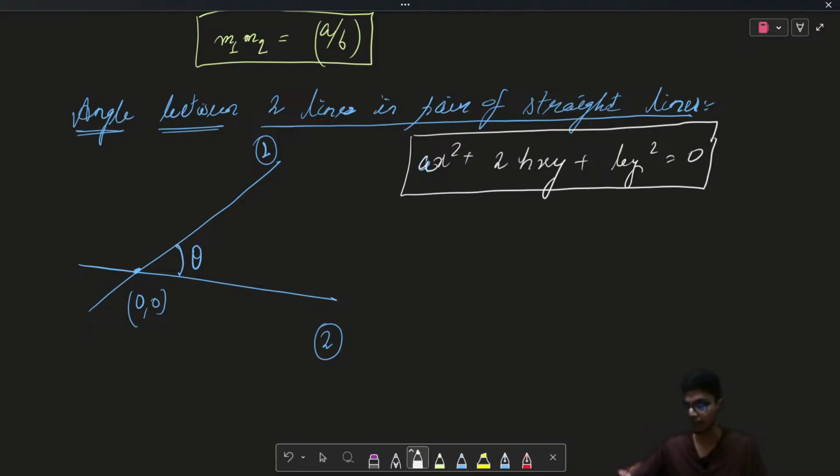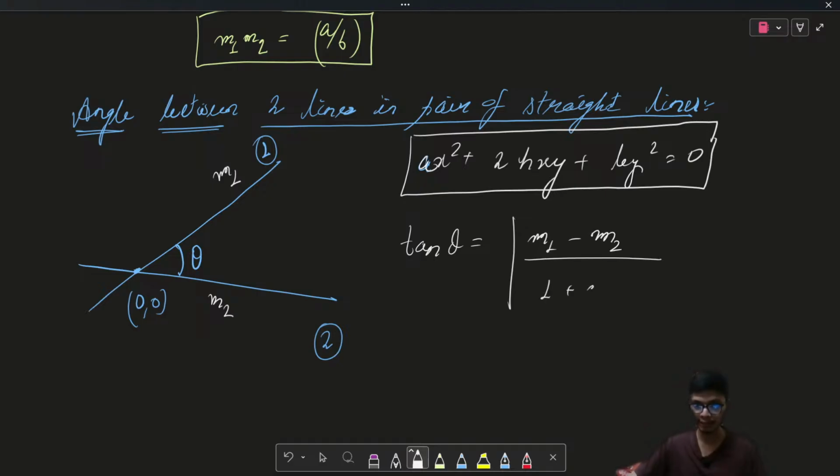However, without even solving that, you can easily find out the angle between the straight lines, and that can be done by a few modifications in the result. Because let us say if you assume this is m1 and this particular slope is m2, then the angle between these two lines can be easily formulated as tan of theta equals mod of m1 minus m2 divided by 1 plus m1 m2, right?